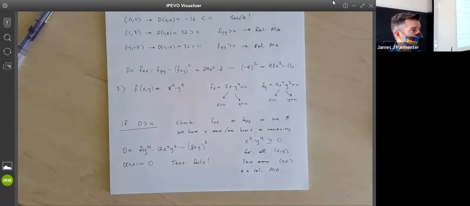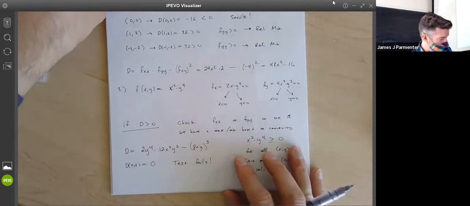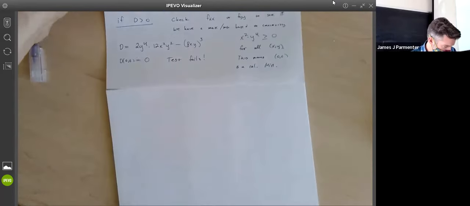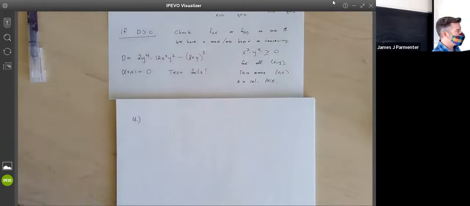So sometimes people will ask questions like this, where the D test fails, and they'll give you something where it's not too terrible to see that it's still going to be a maximum or a minimum. Another common example, we won't do this one, but basically, if you see something that's always positive, except it's going to be 0 somewhere, it's a real good bet the test is going to fail and it's going to be either a max or a min.